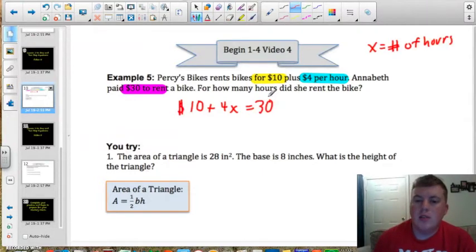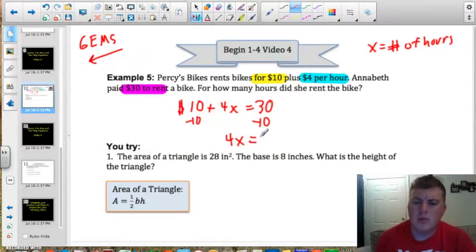So what we need to do now is solve this problem. If we look for our operations that we're doing, we have addition and we have multiplication. If we refer back to our gems, remember on solving we work backwards. So we want to get rid of this addition first. The opposite of adding 10 is going to be to subtract 10. So we have 4x is equal to 30 minus 10, which is 20.